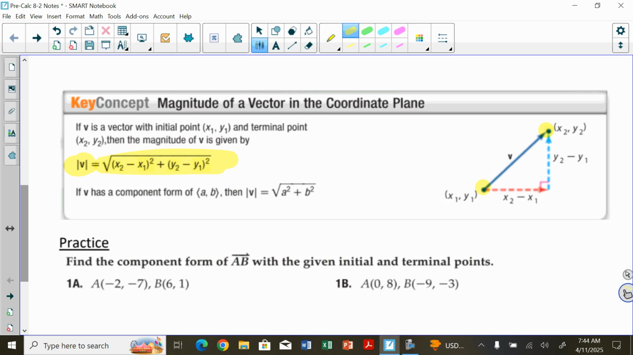Magnitude is denoted by the absolute value sign. So you've got the square root of x2 minus x1 squared plus y2 minus y1 squared. If it's already in component form, then you can just simply take the square root of a squared plus b squared. There are problems where you'll already have it in component form, and then you can just square the first one and square the second one, add them, take the square root, and you're good. Okay?